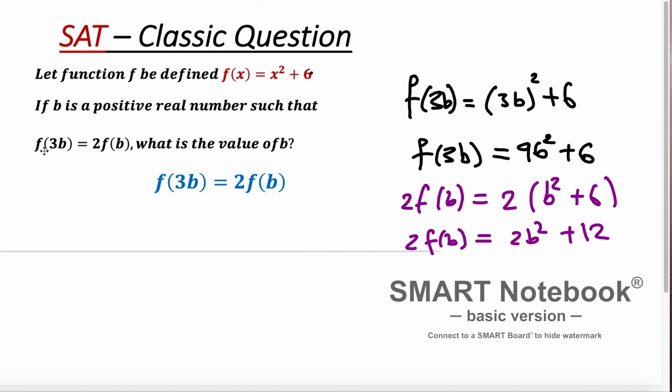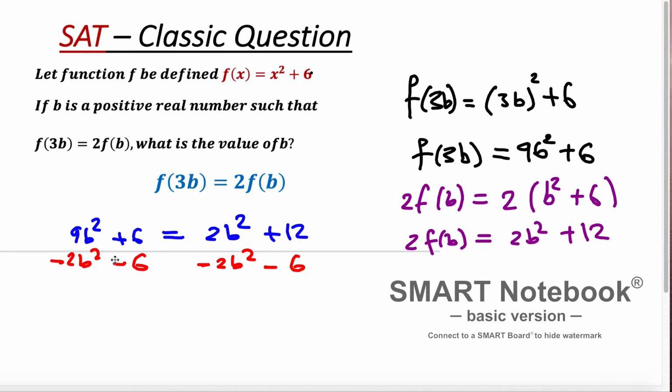And now we want to equate f of 3b with 2f of b. So instead of f of 3b we have 9b squared plus 6, which is equal to 2b squared plus 12. And now on both sides we subtract 6, and also subtract 2b squared on both sides.